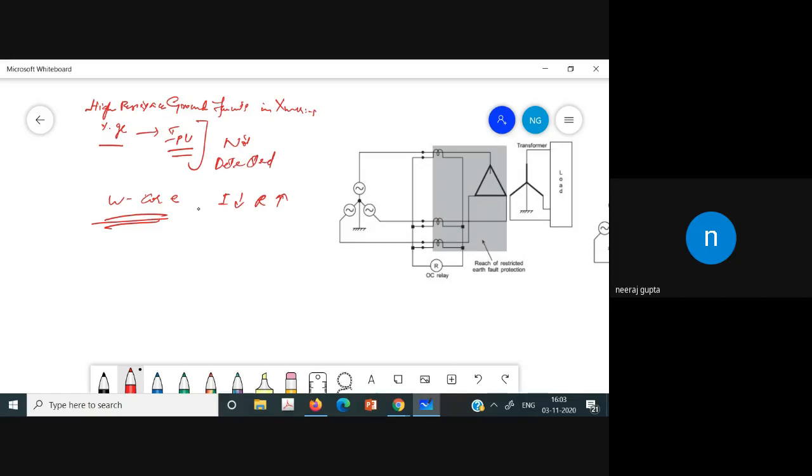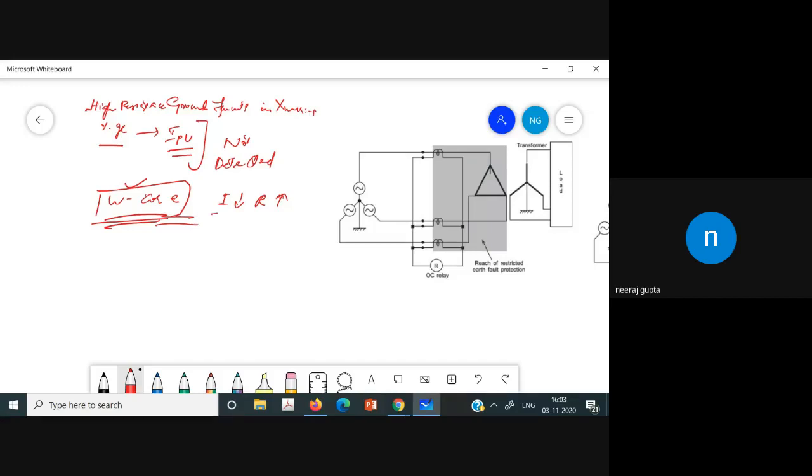So we will have the more sensitive relaying scheme to cater to this high resistance fault, and to reach such a protection, we must have it restricted to the winding of the transformer. Otherwise, it may operate for any ground fault anywhere in the system beyond the transformer. So it must be sensitive enough so that it will see the faults of winding to core fault.